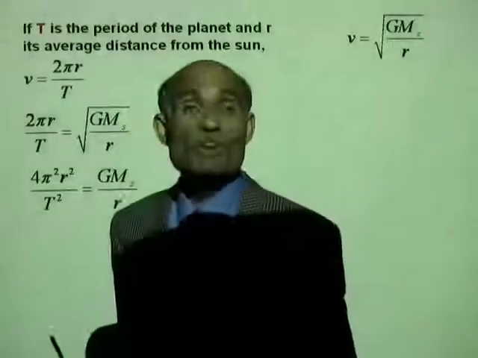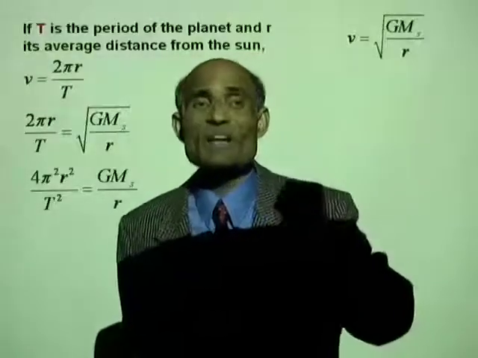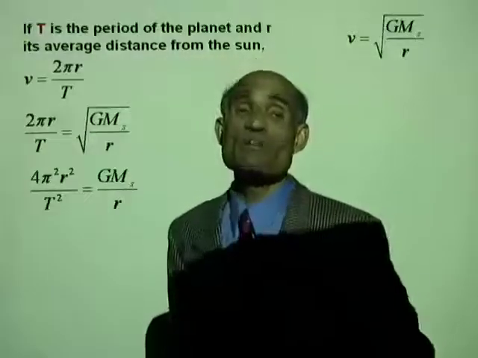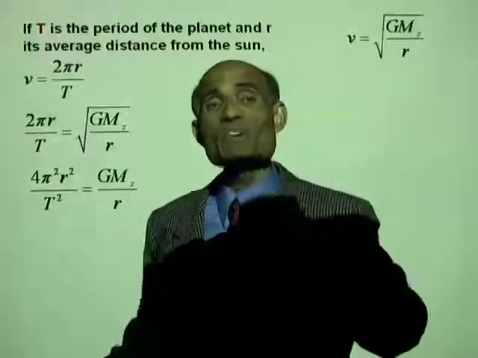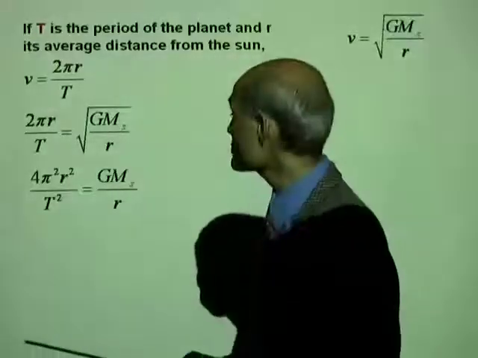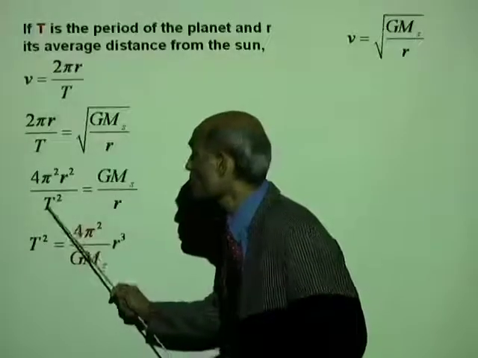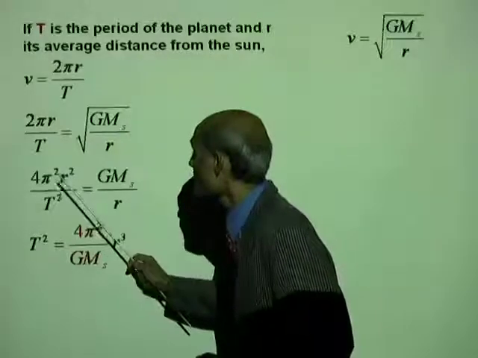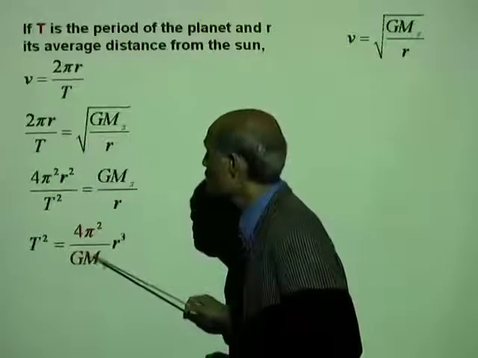Now, what is the statement of the third law? The third law says t squared is directly proportional to the cube of r. T squared is proportional to r cube, or t squared equals k r cube. Is that right? All right. Can you solve for t squared from here? T squared will be equal to, when you cross multiply, 4 pi squared times r cube divided by GMs.